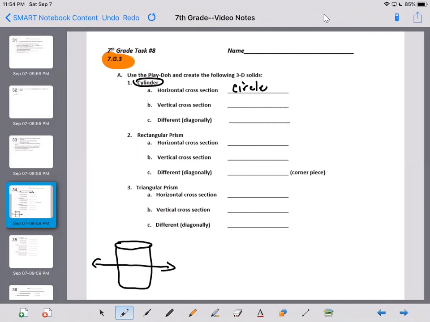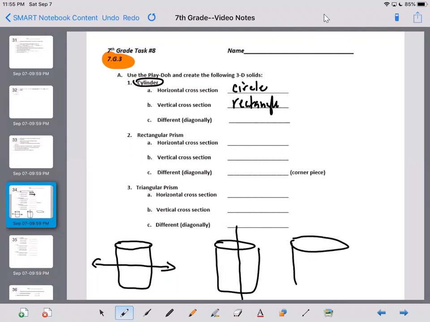What would happen if you take the same cylinder and you slice it vertically? Well, you're going to see a rectangle. If you take a cylinder and you slice it diagonally, then you would see an ellipse. Now, that's kind of an advanced vocabulary word for the kids at this point. They're not going to talk about an ellipse, but it's something you could certainly show them.